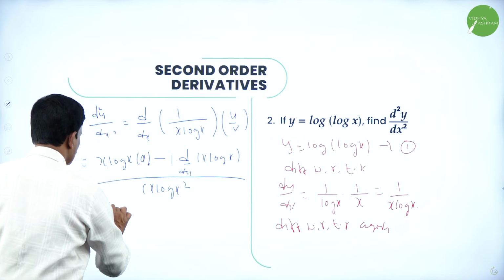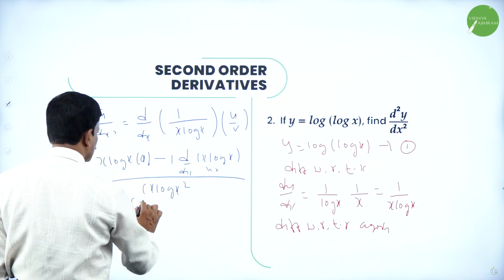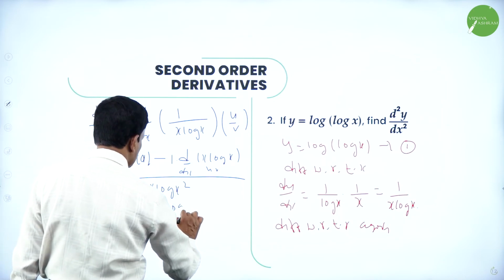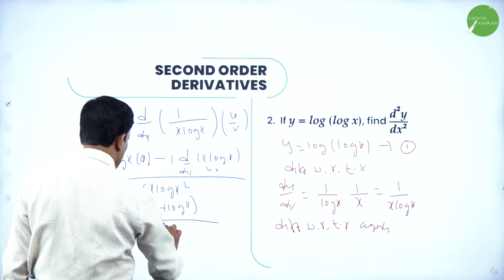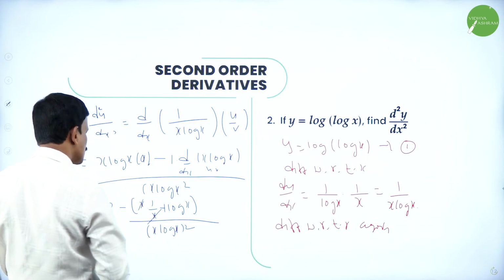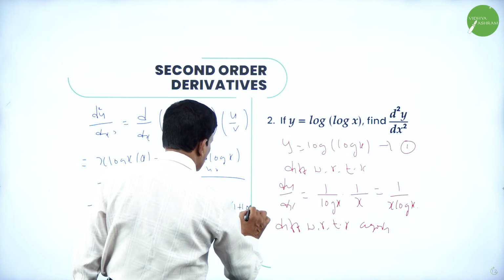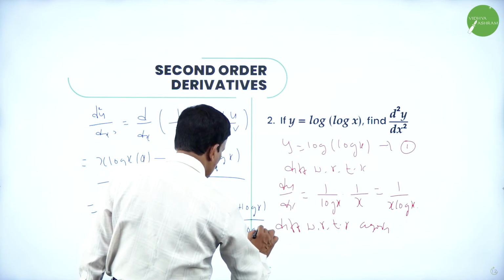This gets cancelled, minus. Differentiate this using the product rule. First function x into differentiation of log x is 1 over x, plus log x into differentiation of x is 1, divided by the denominator square, (x log x) whole square. So here 1/x and x get cancelled. What is left over is minus of (1 plus log x) divided by (x log x) whole square.